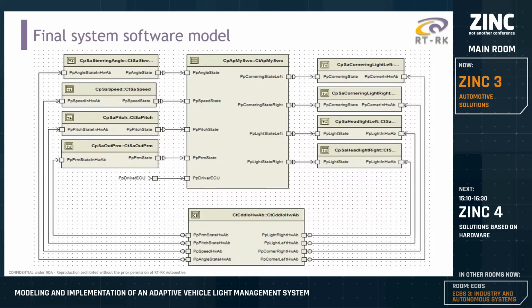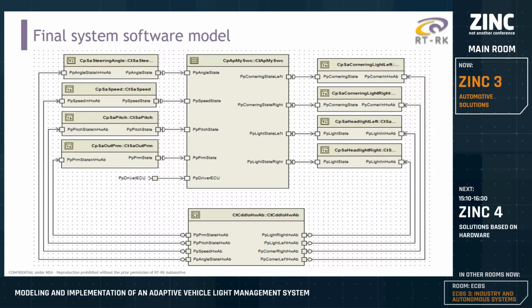This is the resulting software model, where on the left side there are sensor SWCs. On the right side, there are actuator SWCs. And in the middle is the central SWC, which is in charge of data processing, and basically it's the brain of the system. There can also be seen all the port connections, and on the bottom there is a special SWC which is used to simulate outside data later on.